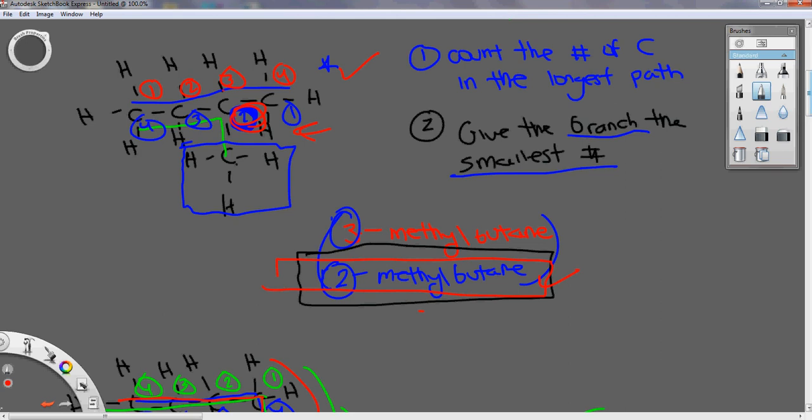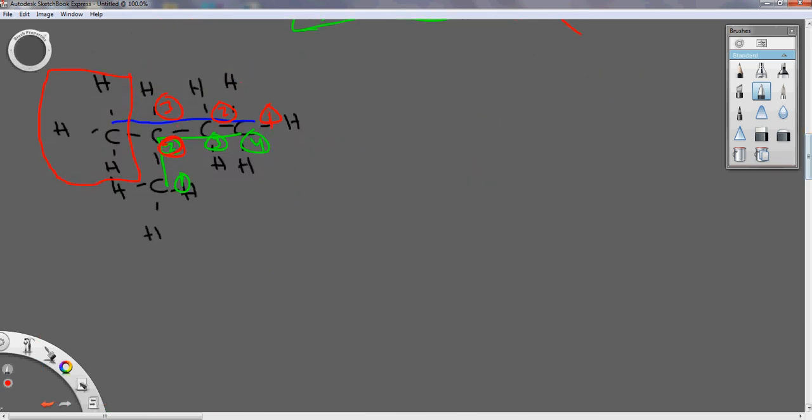So back to what we were just doing. So we counted it with the green path, yellow-green path. We were able to give it the number 2 carbon branch, or coming off the number 2 carbon. So we call it 2-methylbutane. Remember the hyphen. And there's no hyphen between here.